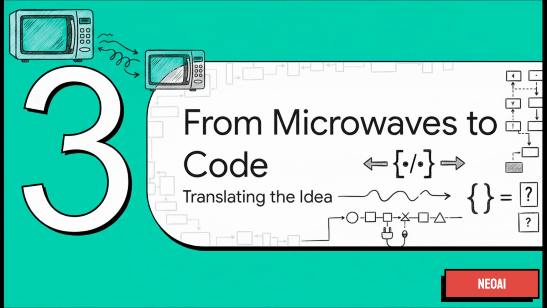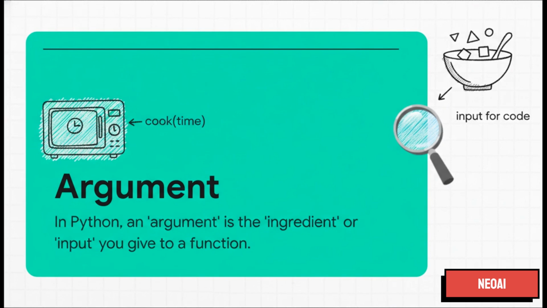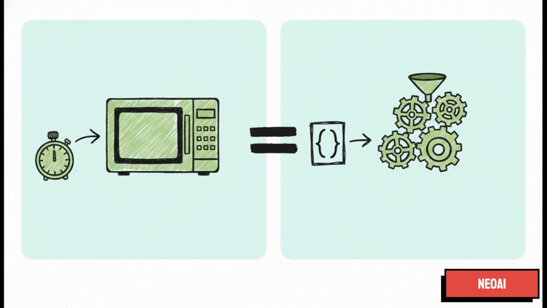All right, so that makes total sense for a microwave. Now, let's see how we can translate this simple, everyday idea directly into Python code. It's easier than you think. So in the world of Python, that ingredient or input we've been talking about, it just has a fancy name, an argument. That's it. It's the exact same idea as the time you give a microwave, but it's for our code. You can think of it as a direct translation.